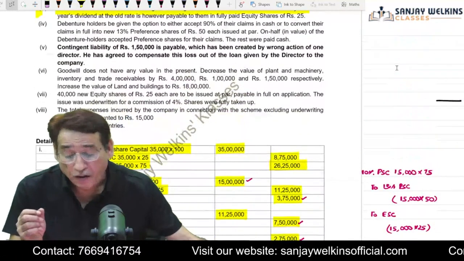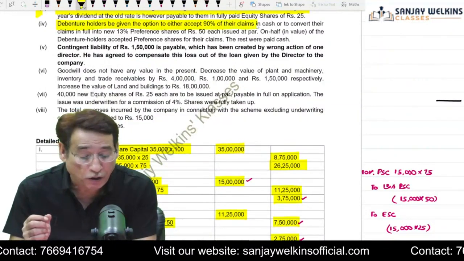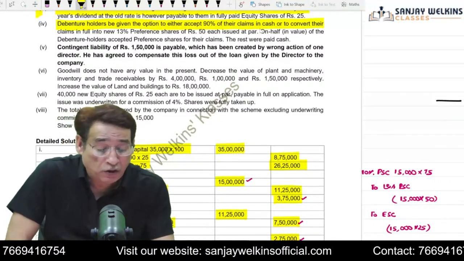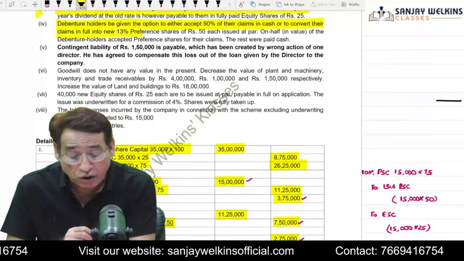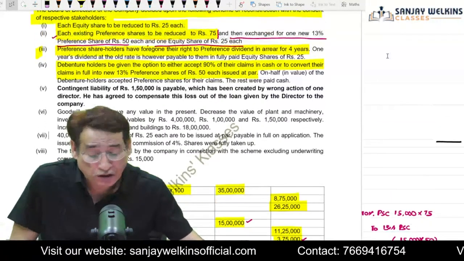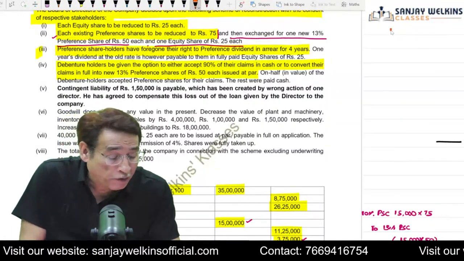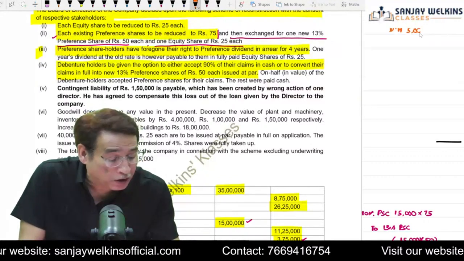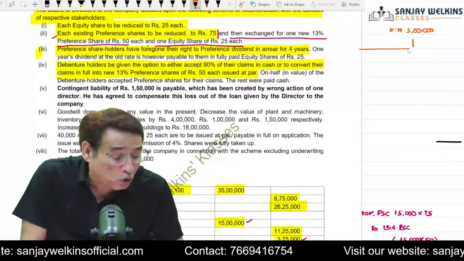Then another important point in this question is debenture holders will be given an option to either accept 90% of their claims in cash, or to convert their claims into new 13% preference shares of 50 each issued at par. What does it mean? It means in this particular question, our debenture holders, actually there are 5 lakh worth of debentures, correct? Debenture holders are being offered two options.